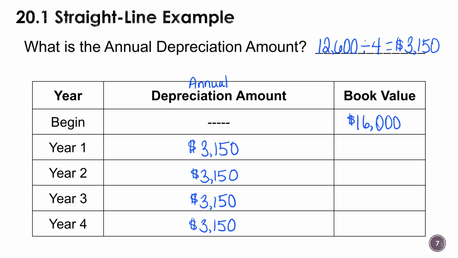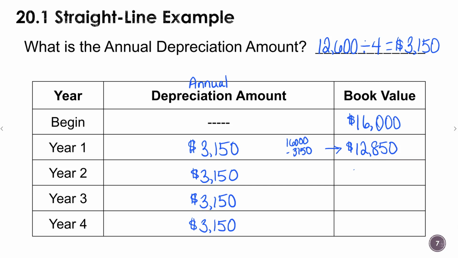Now, to get the next value, we're going to take the 16,000 and subtract 3,400. Or, no, we're going to subtract 3,150. And then that's going to give us the book value after it's depreciated for 1 year, and that would be $12,850. And then we do the same thing. So then we take the 12,850 and subtract 3,150.